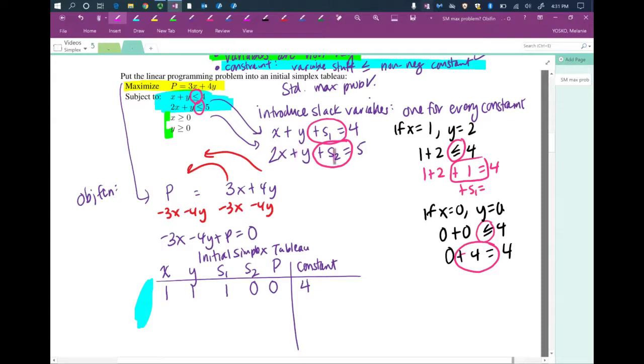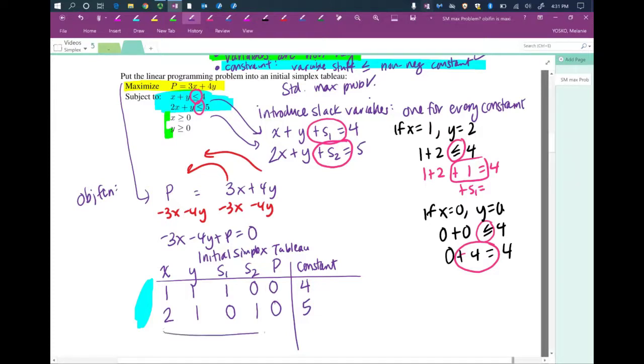And then we do the next one. 2x plus y plus s2 equals 5. So 2 is the coefficient of x. Coefficient of y is 1. Notice there is no s1, so I put a 0 there. S2 has a coefficient of 1, and P has a coefficient of 0 because I don't have one, and the constant is 5. Do you see that those are the constraints that we've tweaked and made into equations?